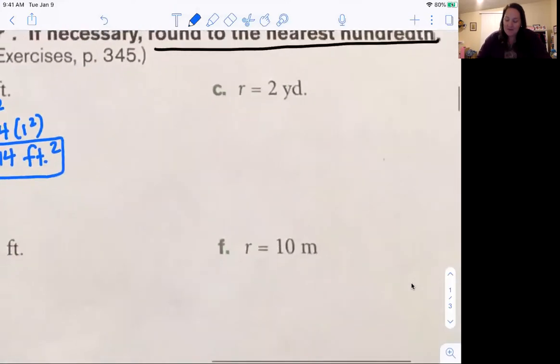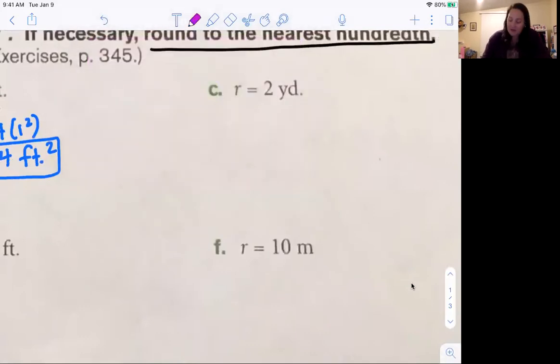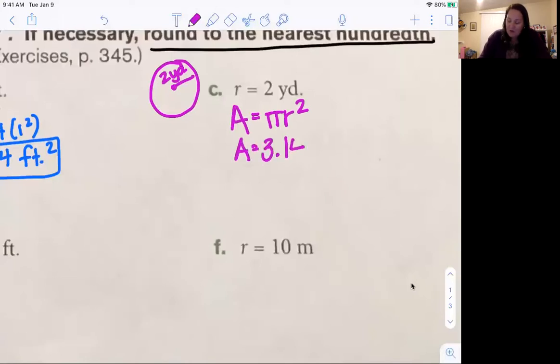Okay, let's do C. We'll do one more together, then I'm going to have you pause and try some on your own. Draw my circle. I have a radius of 2 yards. Okay, say it with me. Area equals pi r squared. Area equals 3.14 times 2 squared. Area equals 3.14 times, what's 2 times 2?